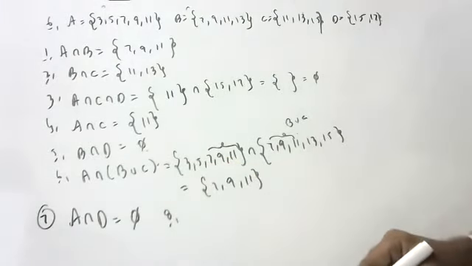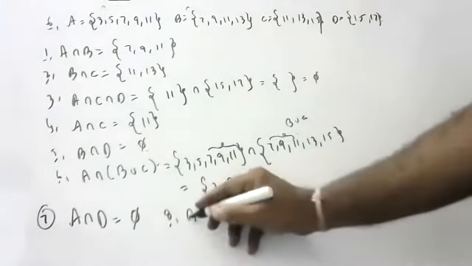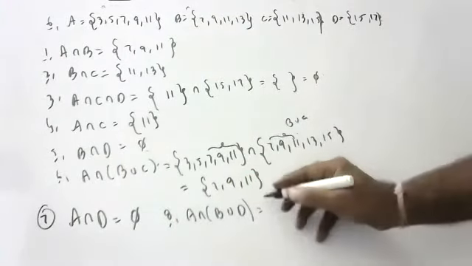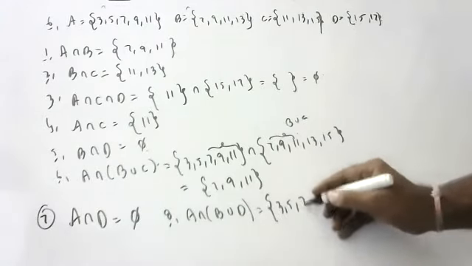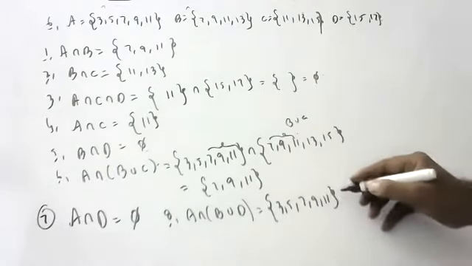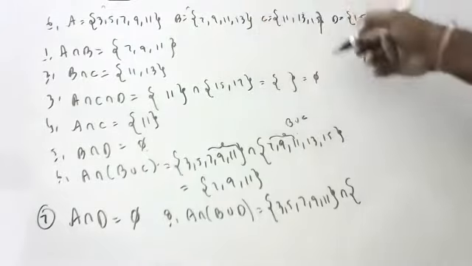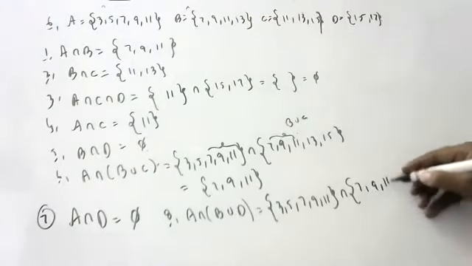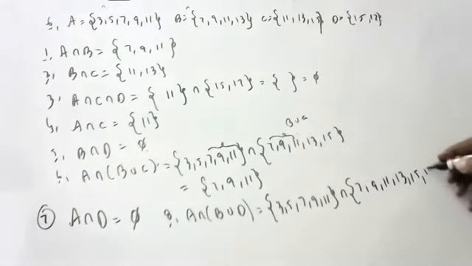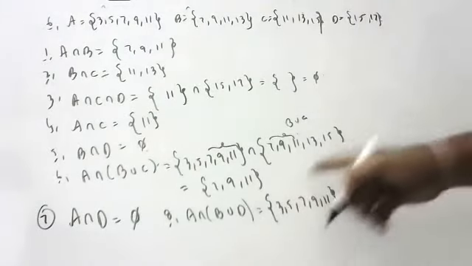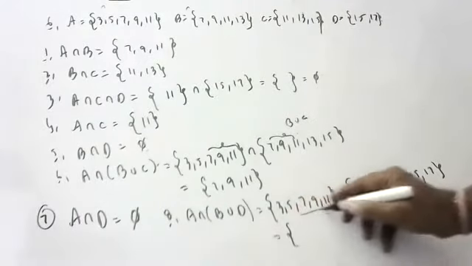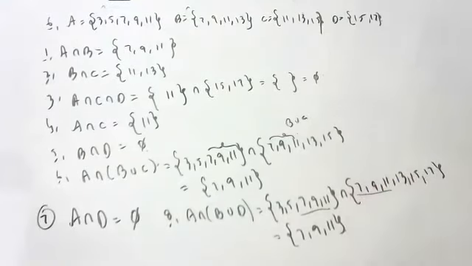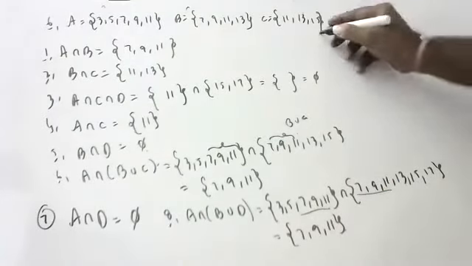Next, eighth one. What is A intersection B union D? First, write down A's elements, children: {3, 5, 7, 9, 11}. What is B union D, children? {7, 9, 11, 13, 15, 17}. Now, what is the intersection of both of them? {7, 9, 11}. Common elements are called intersection. All elements are called union. Okay, children, this is the 7th sum.